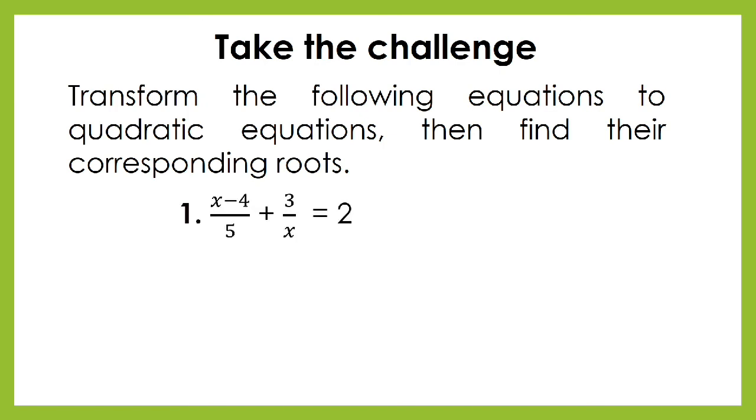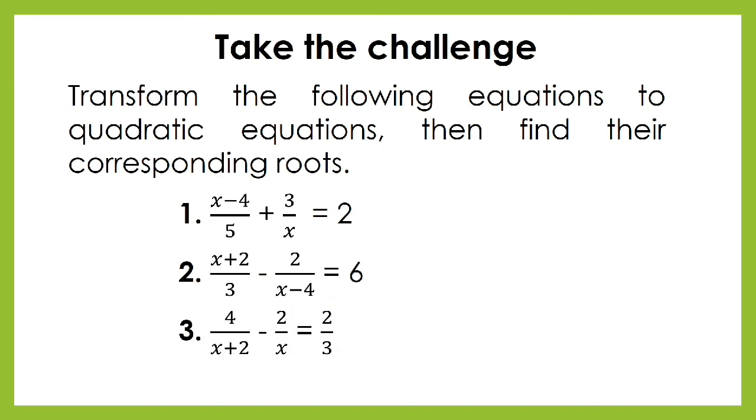For number 1, x minus 4 over 5 plus 3 over x equals 2. For number 2, x plus 2 all over 3 minus 2 over x minus 4 equals 6. And for number 3, 4 over x plus 2 minus 2 over x equals 2 over 3. Good luck in taking the challenge.